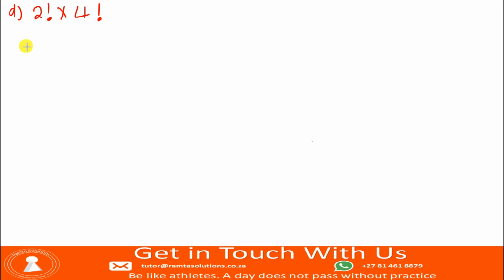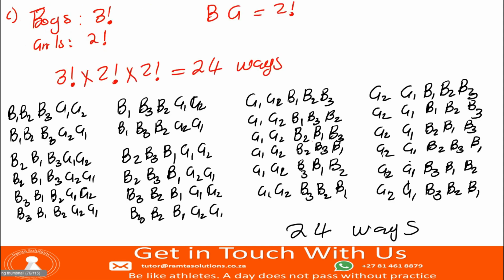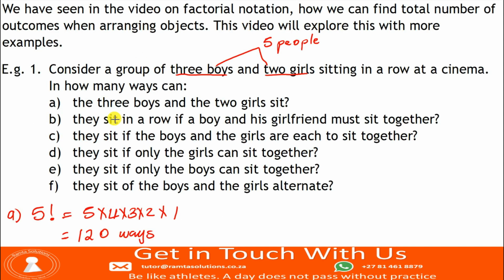So our answer is simply 2 factorial times 4 factorial. This must be 48. Let me see. What is it? Indeed, it's 48 ways. So these are 48 ways that the girls can sit together in this group.